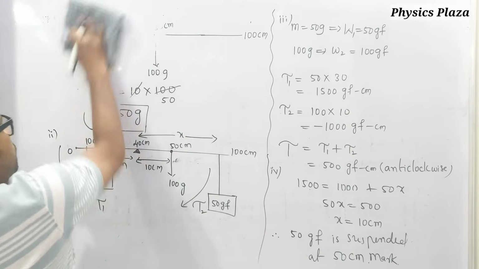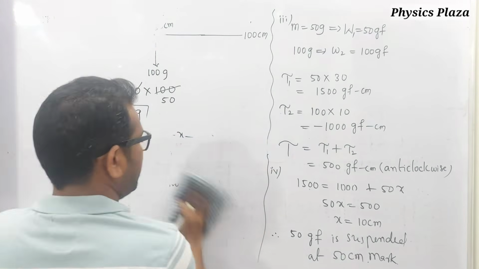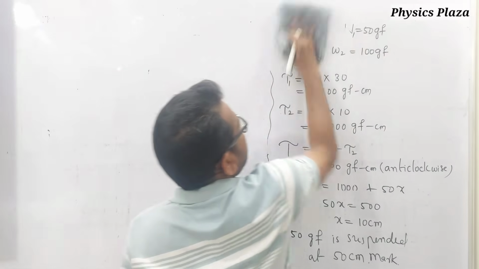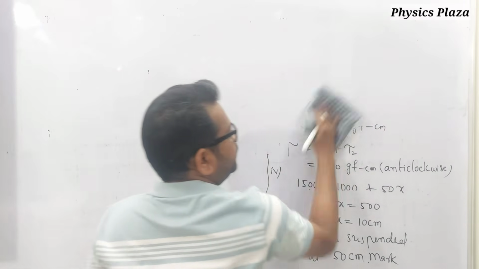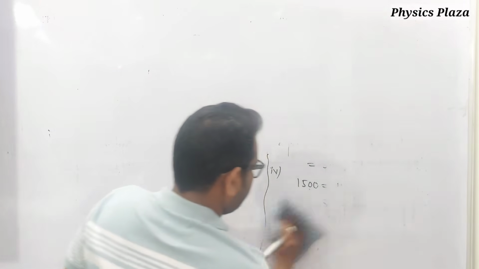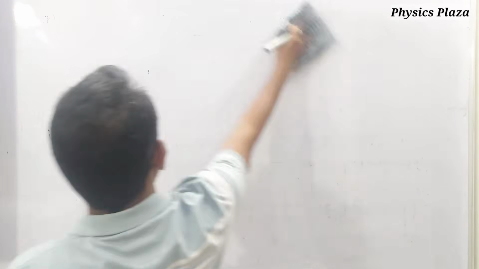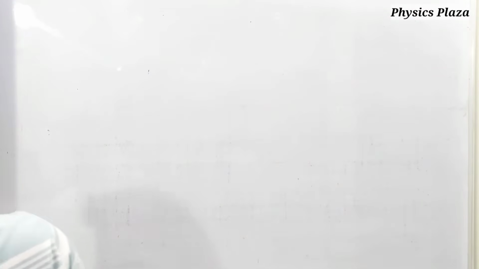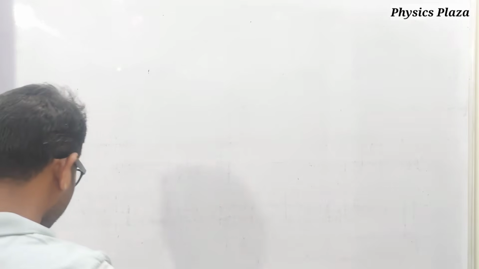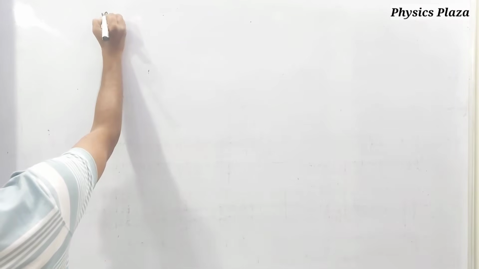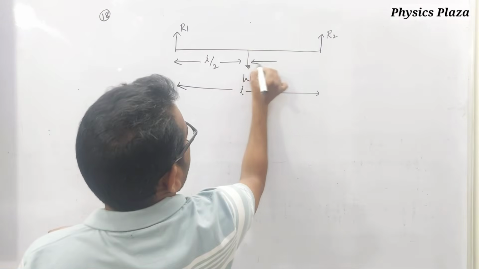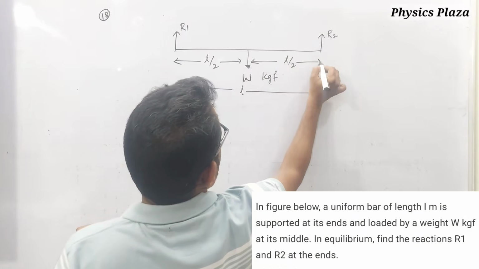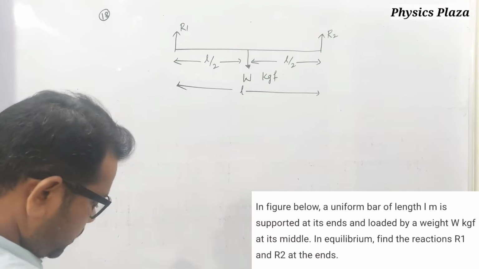So children, now we have come to the end. The last numerical is there, that is the 18th numerical. With this, we are going to finish all numericals from this first chapter. So what is the question given, children? Here the question diagram is given. It is the 18th one, children, and from here to here, it is L by 2 only. Now let us see what the question actually is.